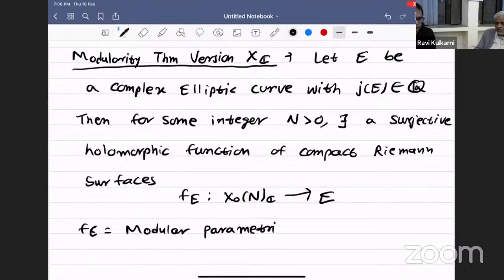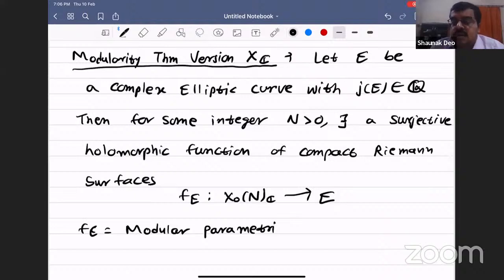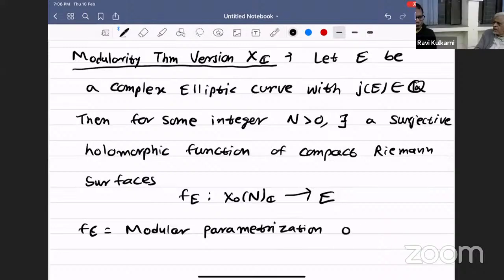X_0(n) is not a compact Riemann surface. Sorry? No, X_0(n) is a compact Riemann surface. We had this discussion last time also, that you can define the charts. This was given in Mihir's talk, that for X_0(n) you can give the charts to make it a compact Riemann surface. So we had this same discussion last time as well. Called the modular parameterization of E.